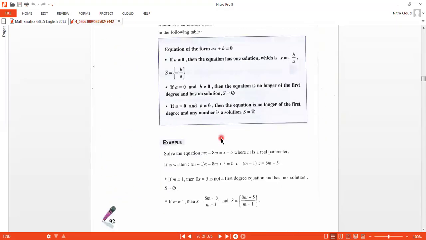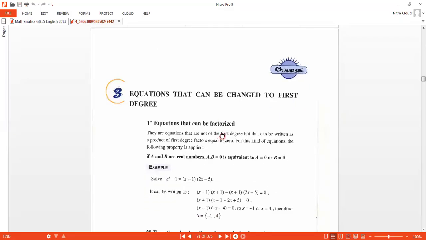Now, what if we have a second degree equation or third degree? These are called equations that can be changed to first degree equations, or equations that can be factorized. If you factorize the equation, you will get, for example, x plus 1 times x plus 3, suppose that. This equation equals 0 means I have two expressions, that's what I meant by a times b equals 0. So you take each one alone: x plus 1 equals 0 or x plus 3 equals 0.